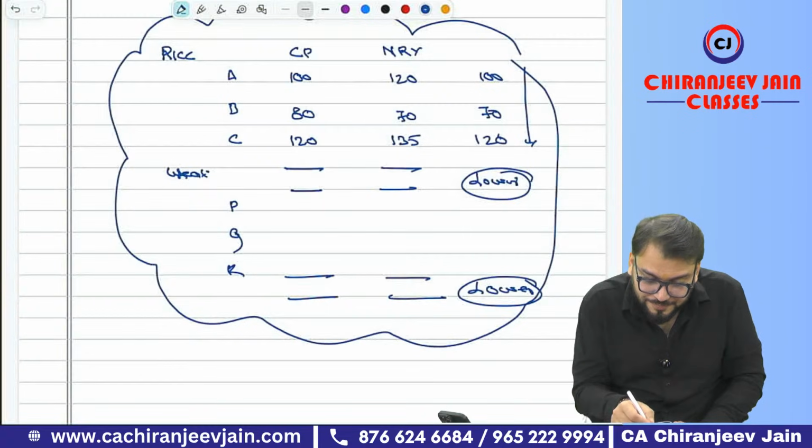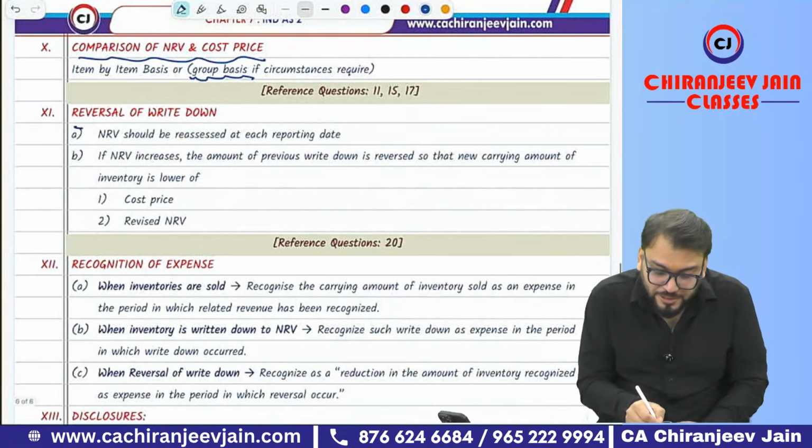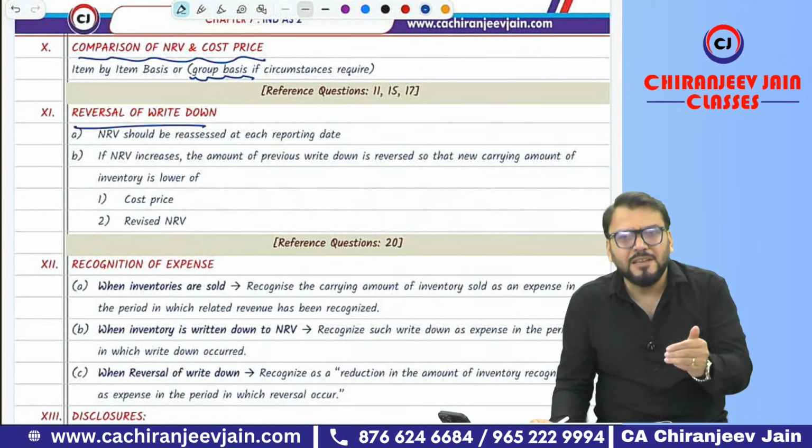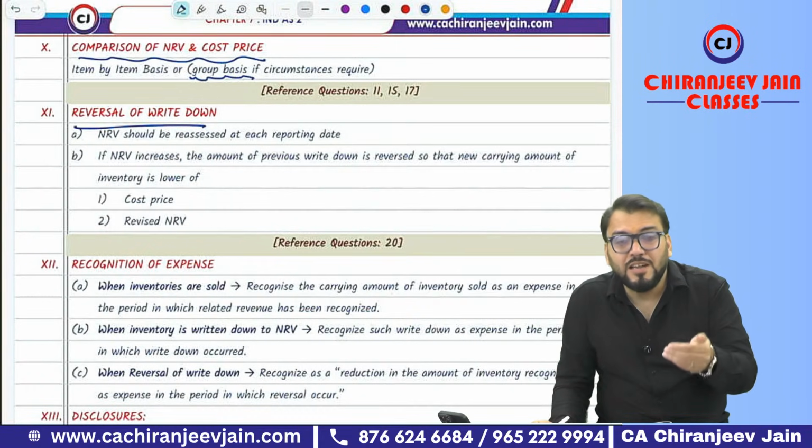Then coming to the next point. Next point is reversal of write down. Reversal of write down is a very important concept. Just try to understand. Suppose in one year there is a write down.